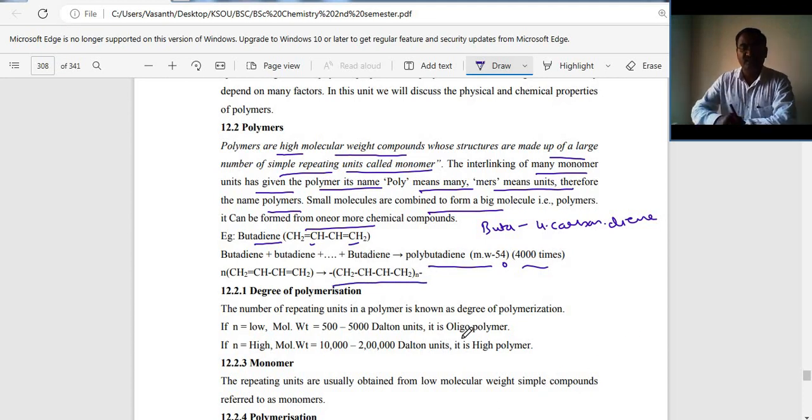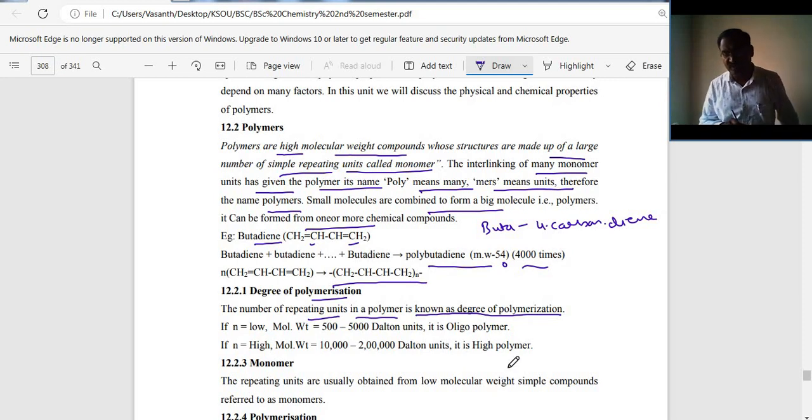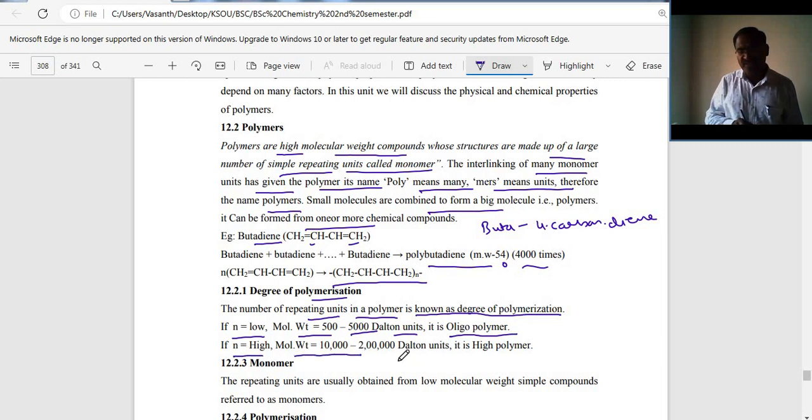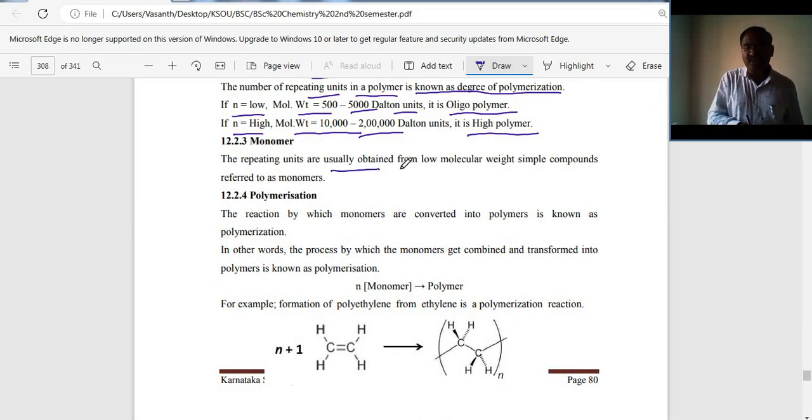These are the representations of the butadiene molecule. Degree of polymerization: the number of repeating units in a polymer is known as degree of polymerization. If n is low, with molecular weight of 500 to 5000 Daltons, it is an oligopolymer. If n is very high, with molecular weight of 10,000 to 2 lakh Daltons, it is what? High polymer. The repeating units are usually obtained from low molecular weight simple compounds referred to as monomers.